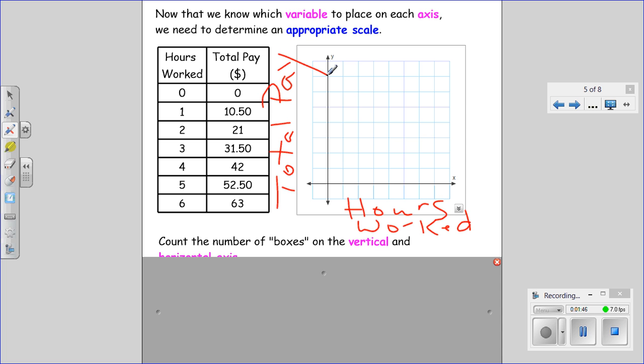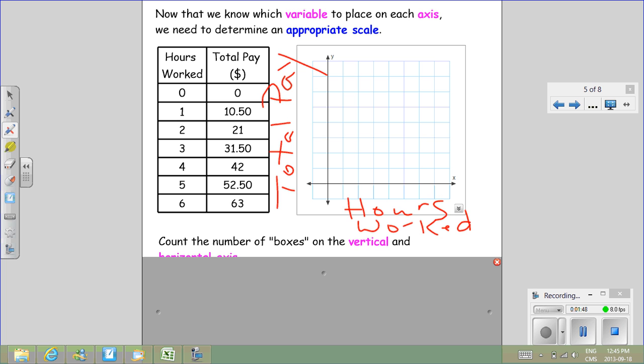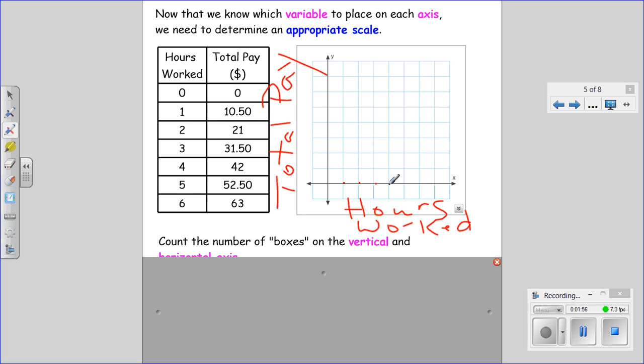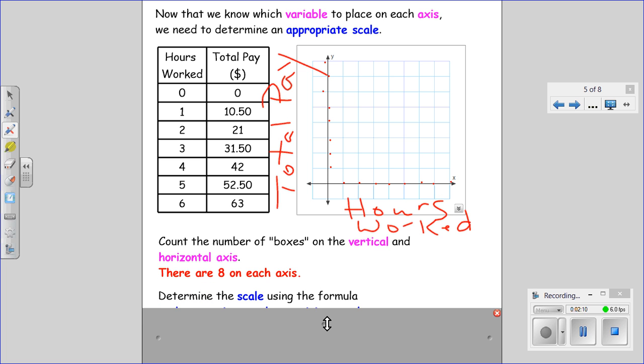Okay, so we have to figure out how many boxes we actually have to count to put our information on the grid with. So if we look at the horizontal axis, we can count 1, 2, 3, 4, 5, 6, 7, 8 boxes total. And vertically, we have 1, 2, 3, 4, 5, 6, 7, 8 boxes also. We need to look at the range of the data we're working with.